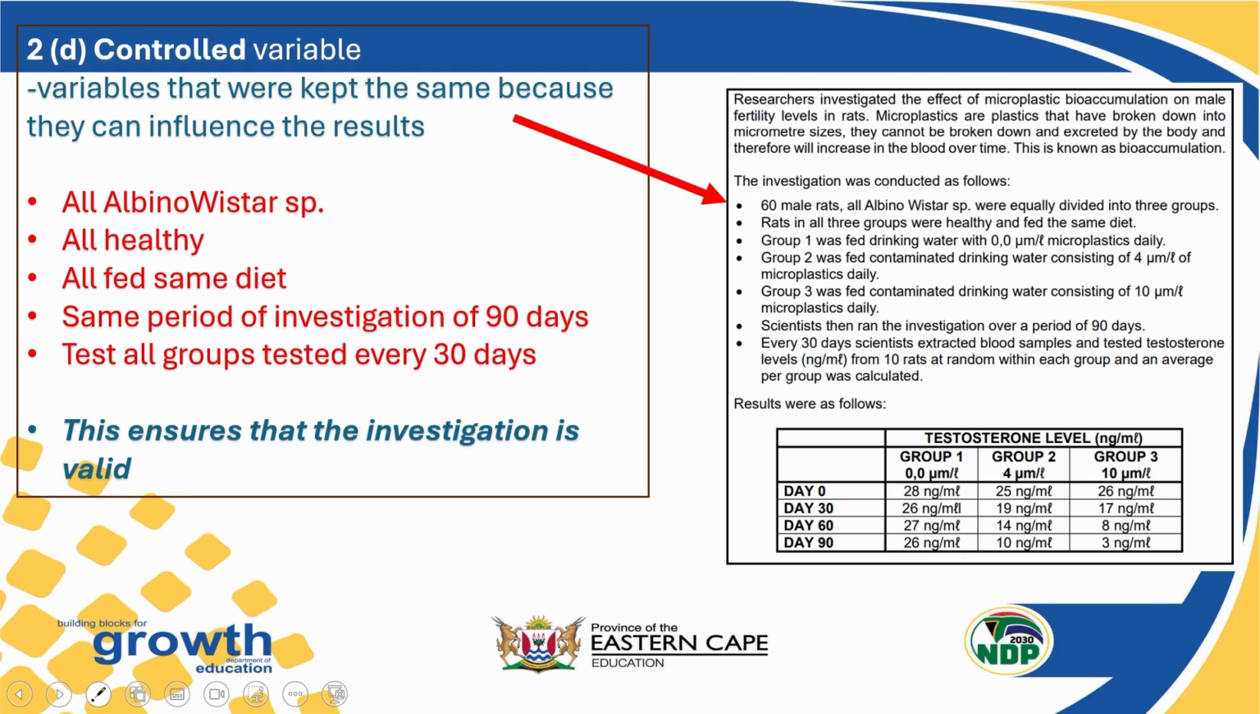Now, you may notice that I did not add males were controlled to my list of controlled variables, okay? The investigation is about male rats, so we don't need to control males or gender during this investigation because we can only do this investigation on male rats.